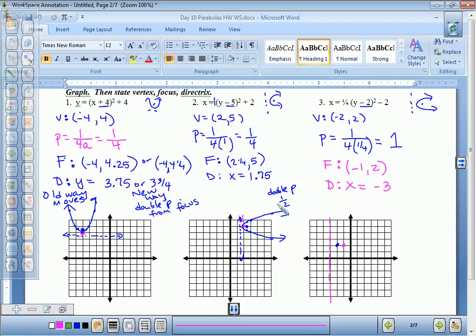Now, the new way is the best way to graph this one, because when I double the P, which is 1, that means from the focus I would go up 2 and down 2 to get the 2 other points that my parabola passes through. And there we go. So now I've got 1, 2, 3 accurate points. That's what I'll be checking for on your graph.